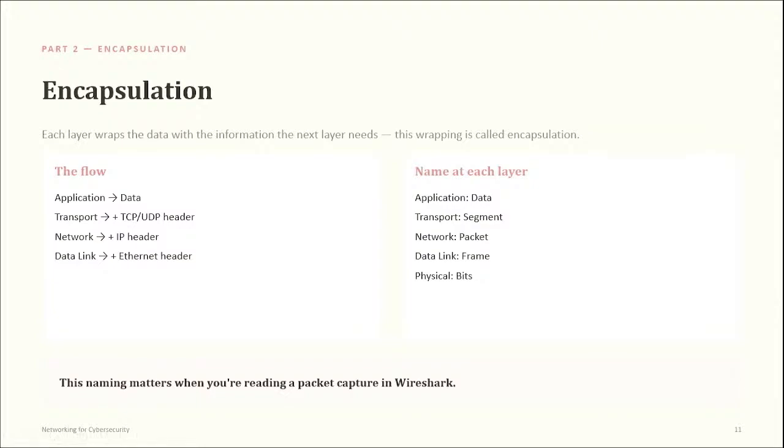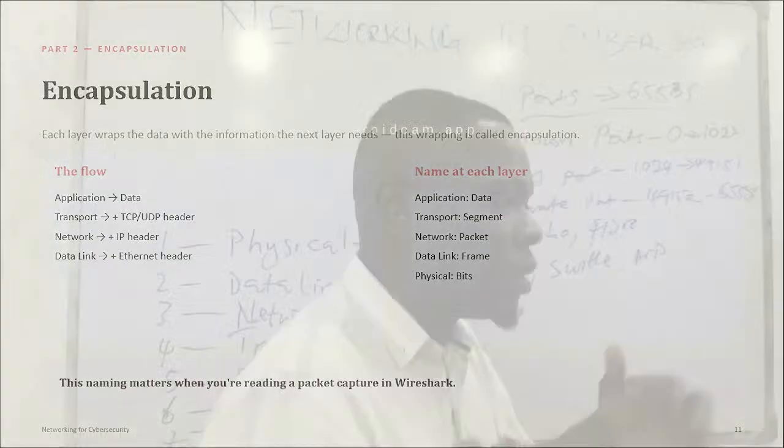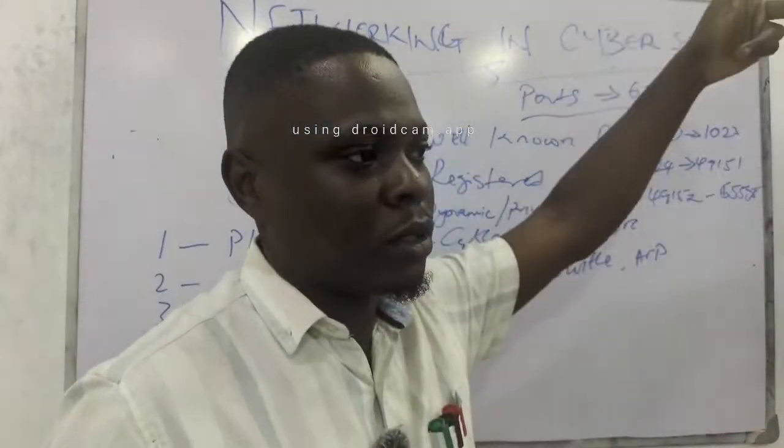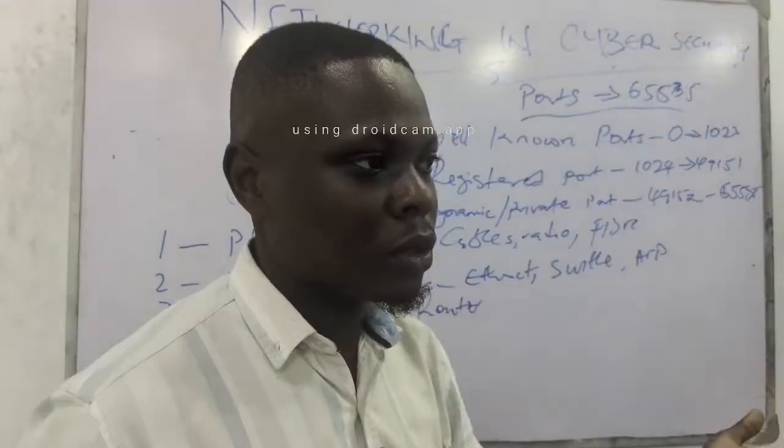The flow goes from application, data, then transport, with the TCP or UDP header, which transmits data between systems. The network layer uses the IP header, and the data link uses the Ethernet header. The flow goes down and then back up. It wraps every piece of data and information, takes it to the next layer, wraps the information again, until it gets to its destination.